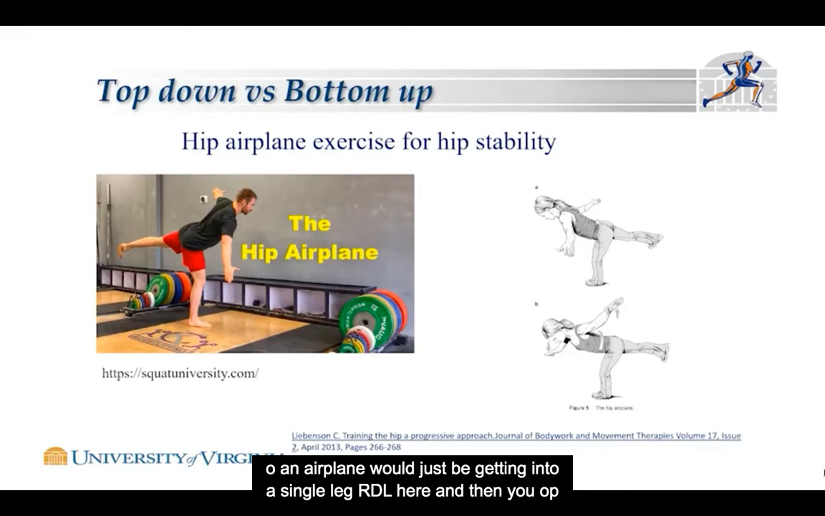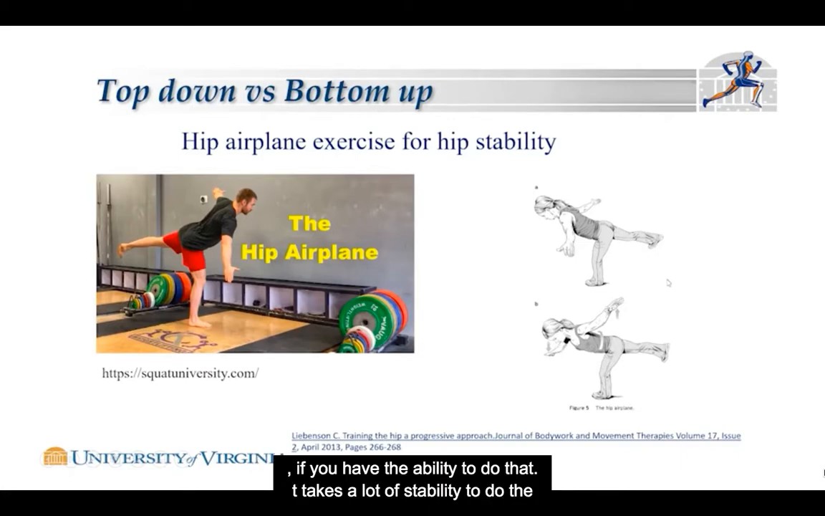So an airplane would just be you get them in a single leg RDL here, and then you open them up. So you open their hips up, so you get that external rotation that way. And then you just come back over and you get yourself parallel to the ground, and then you open up again. You can do that with weight. If you want to put weight in this hand, you can do that as well. You can also do it against tubing if you have the ability to do that.